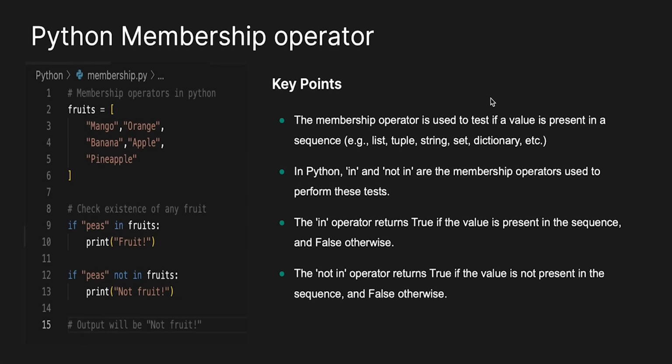In this session, we will learn about the membership operator. Membership operator is used to test if a respective value is present in a sequence. Mostly, we use a membership operator on list, tuple, string, set, and dictionary. So these are the sequence data types. Or we can use a membership operator on a data type like array. There are two membership operators, in and not in. The in operator returns true if the value is present in the sequence.